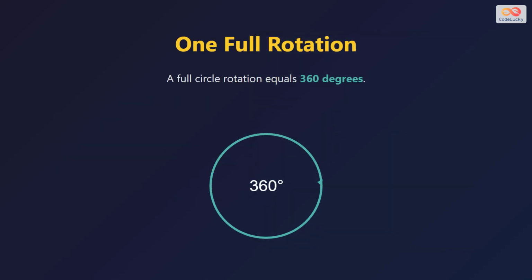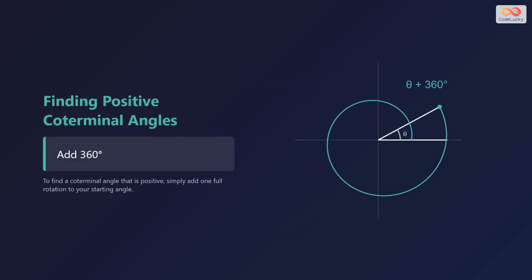To understand this, remember that one full rotation around a circle is equal to 360 degrees. This means if you start at an angle and rotate a full circle, you land right back where you started. So, if you are given an angle and asked to find a positive coterminal angle, the rule is simple. You just add 360 degrees. This adds one full counterclockwise rotation, bringing the terminal side back to the same position.